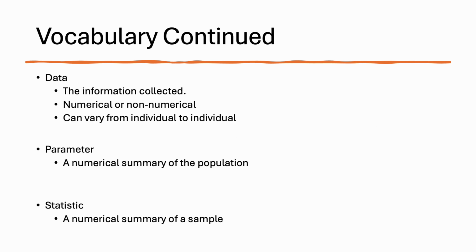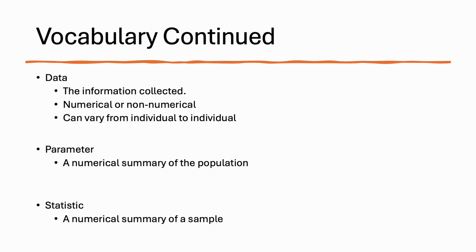So more terms that we get from the individuals is data. So once we have all of the information from our individuals, that is collected and it forms the data. Data can be numerical or non-numerical. Numerical data would be like, how many credits are you taking this semester? Or how many siblings do you have? Or what is your height?